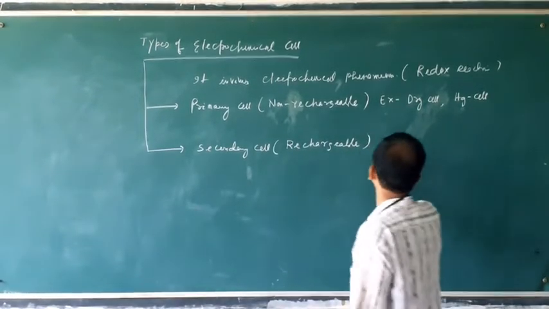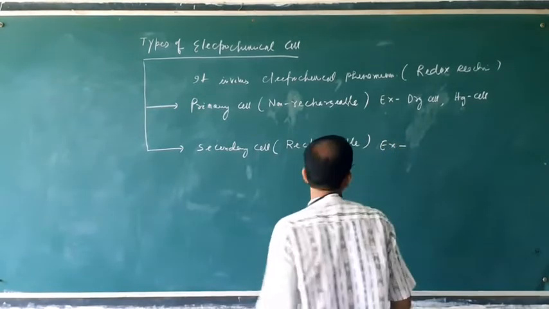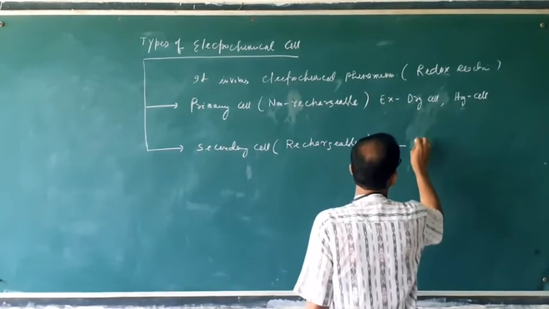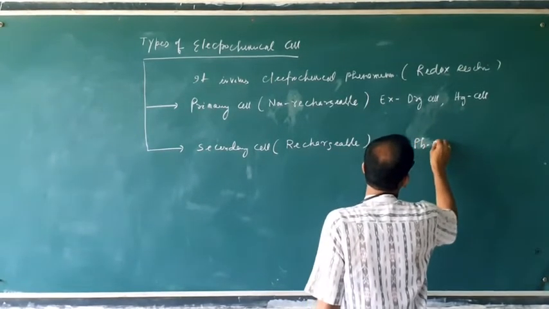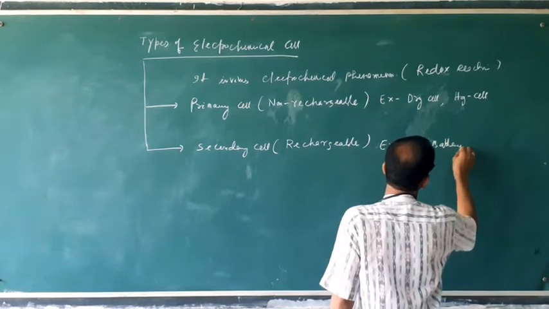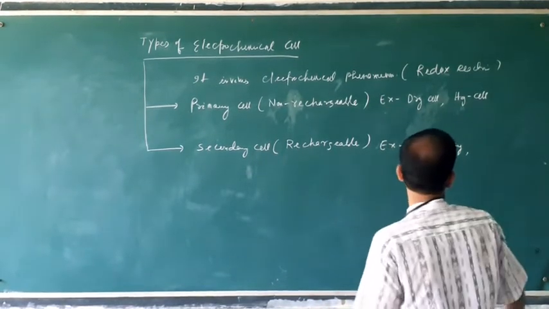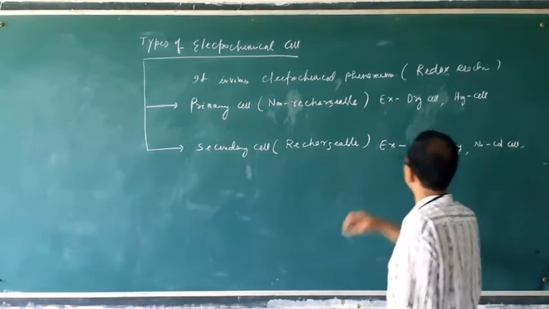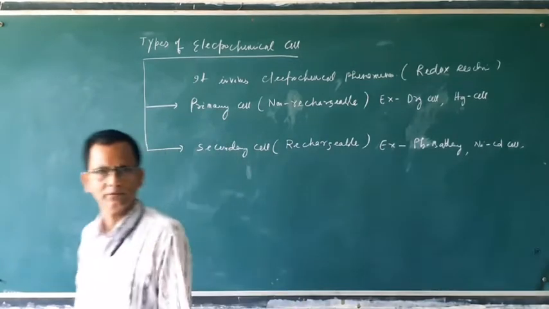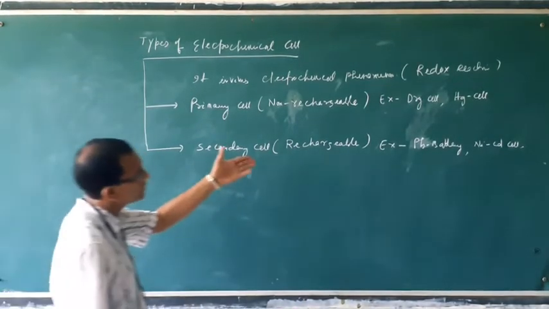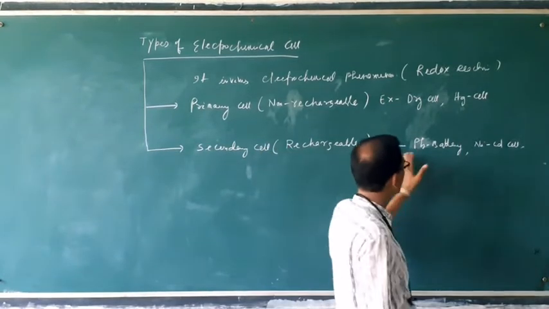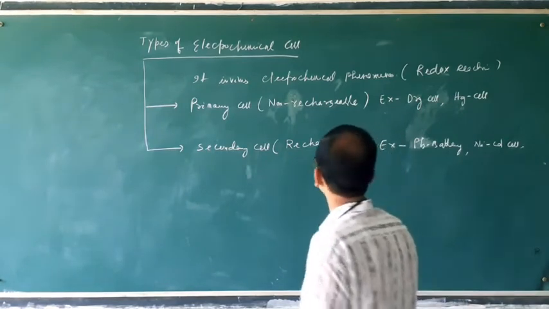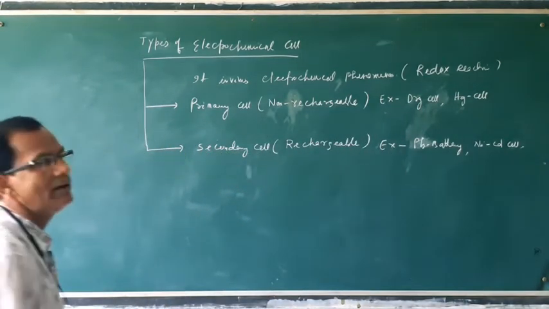there are so many examples here. Lead battery and nickel cadmium cell, these two are the important secondary cells. Lead battery, nickel cadmium cell are secondary cells, and the primary cells are dry cell and mercury cell.